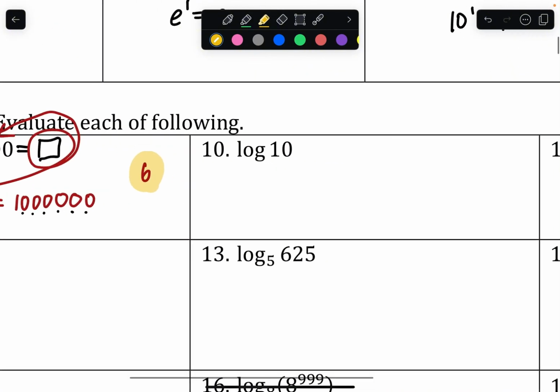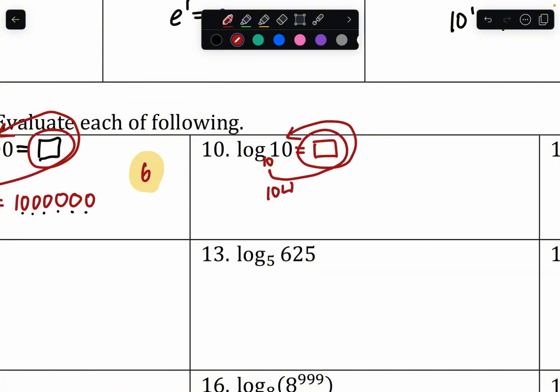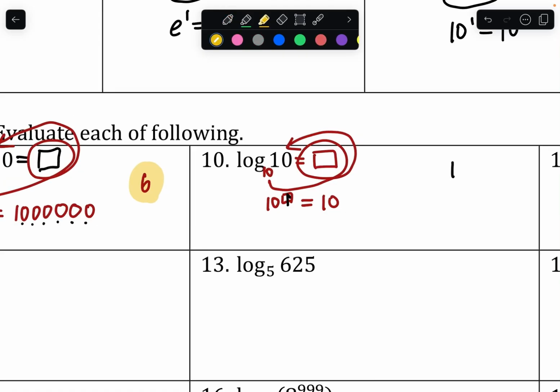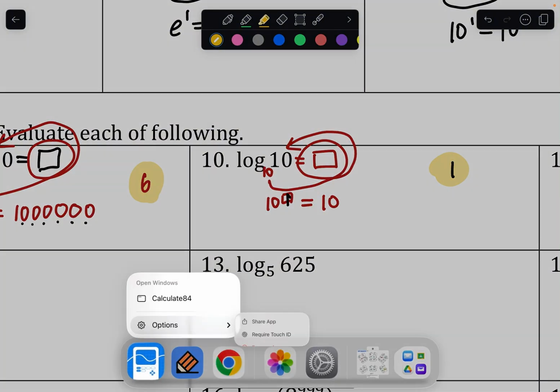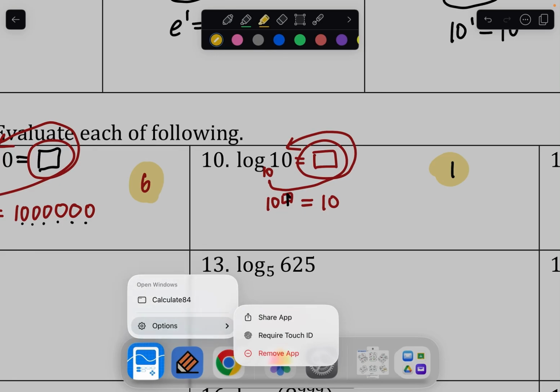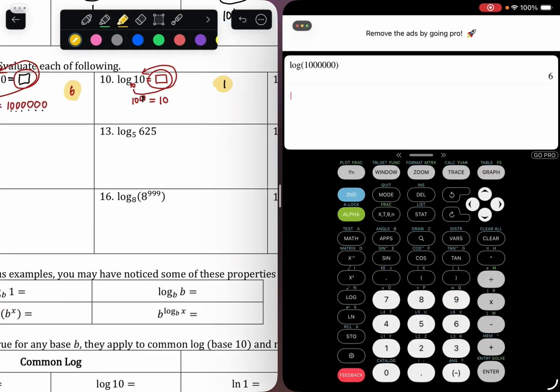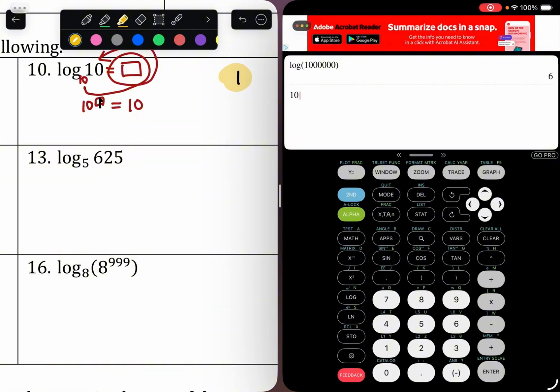Okay, here we have log base 10 of 10 equals something. If I convert, I have 10 to some power equals 10. We're trying to figure out what that number is, and of course we know that number is 1, so you would answer 1 for this. Again, I can verify that in my calculator, which you won't have for these kinds of questions. I'm just trying to prove it to you in the notes. 10, clear, log 10 is 1.